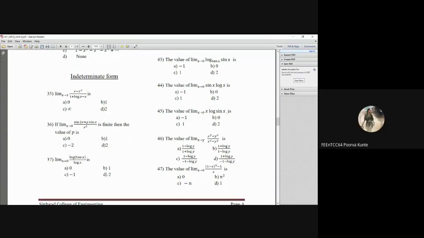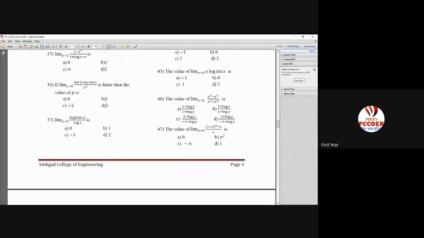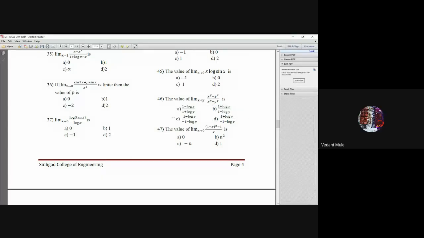Few of the questions we have already solved. For example, x raised to y minus y raised to x upon x raised to x minus y raised to y. This example we have solved. It takes at least 1 minute. So rather than that, from the options you can clearly see the answers. That will let you click quickly. I think option B is the answer. Then question number 26 we have solved.